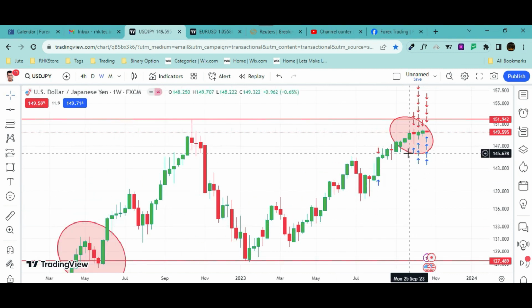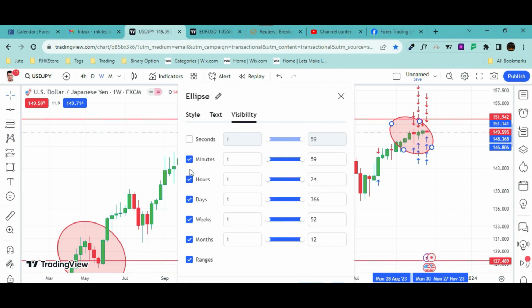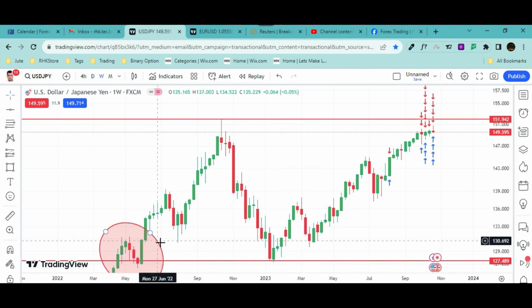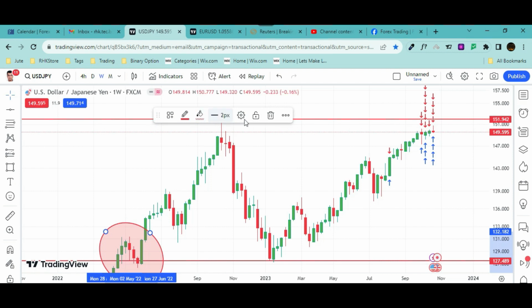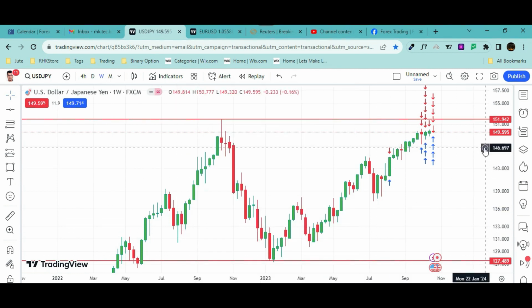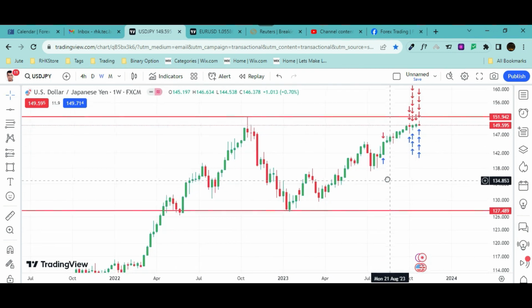Now in weekly we have a double top without any doubt. We don't have any doubt about it. It is already there. Sorry for all these things, so the chart remains clean and we can understand what is going on.